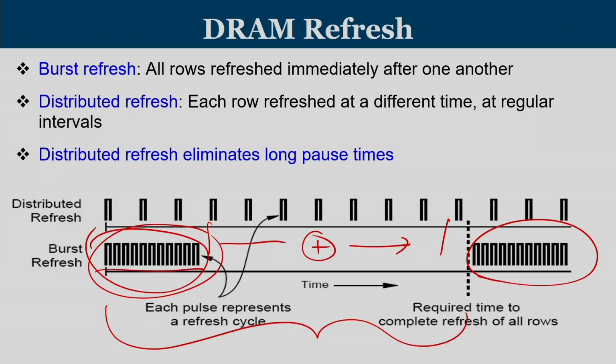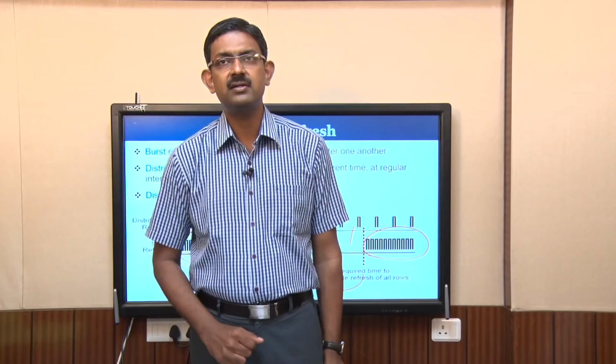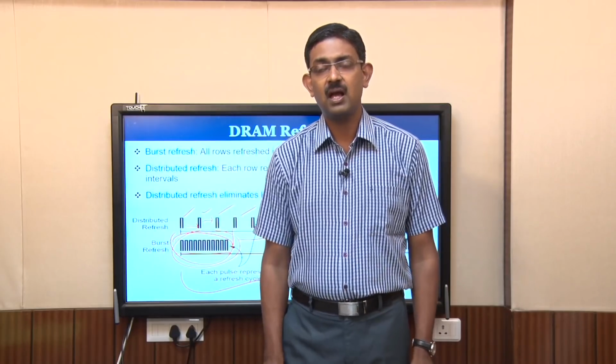Let's say there are 10 rows. Now in this new case, all these 10 rows will be refreshed, not like in a bursty mode. You refresh only one row at a time, remaining time DRAM is available. Here also DRAM is available. This is called scattered refresh. But we can see that whenever the refreshing is in progress, DRAM cannot service the data accordingly. So burst refresh and distributed refresh are the two mechanisms by which refreshing happens inside DRAM.